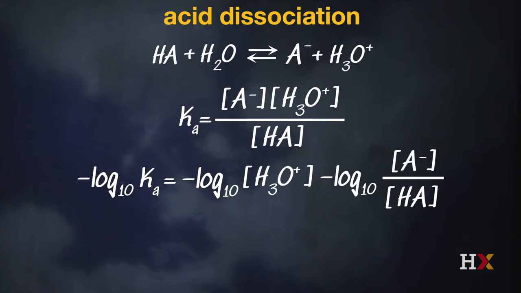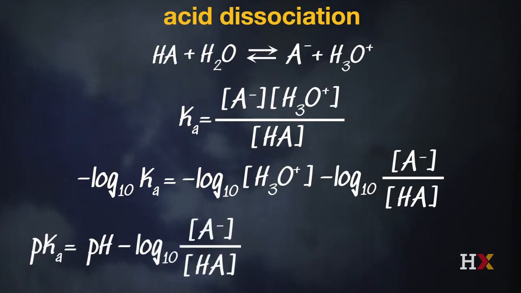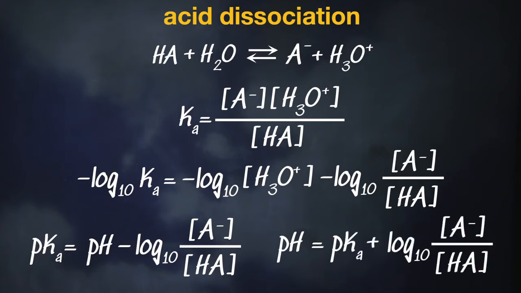Okay, now we know that the minus log to the base 10 operator is just the P operator, so we can immediately go through and write this as pKa equals pH, and then we have minus log to the base 10 of the ratio of the anion to the acid. Well, the way we actually use this equation is that we solve for the pH in these buffered mixtures. So let's solve for pH. pH is now equal to pKa plus log to the base 10 of the concentration of the conjugate base divided by the acid concentration in both cases.